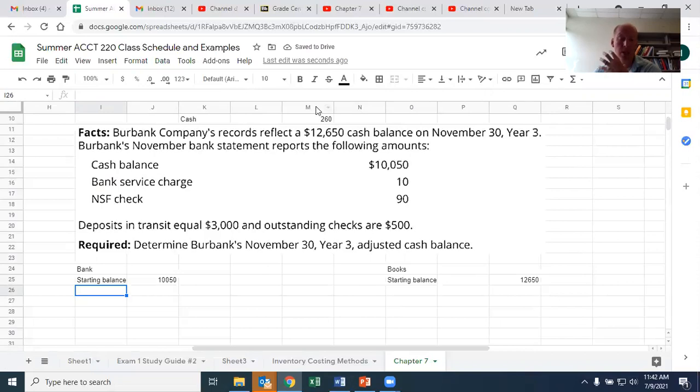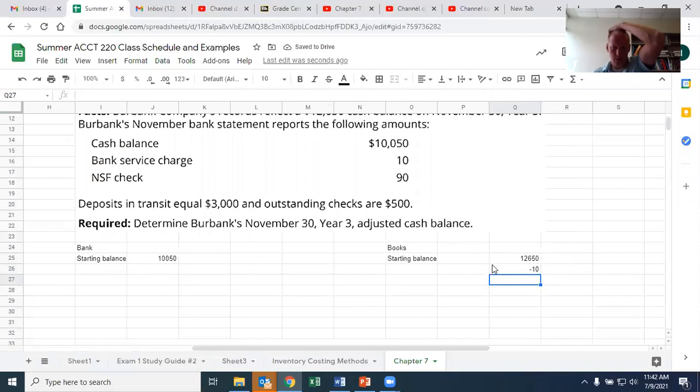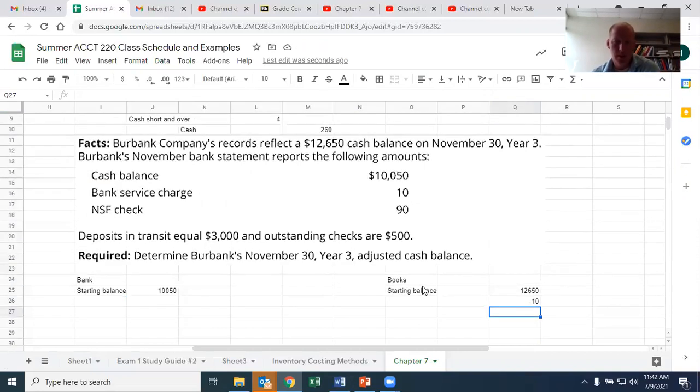Okay, now we just go and start to make our adjustments. Bank service charge, $10. The bank knows about that, right? But we don't know about it, so we need to go -10 and just put it in. I mean, the accounting software is going to make you label everything. So do it obviously for MyLab Accounting, but on the test, you can just do this, and kind of just put it in as a positive or negative.